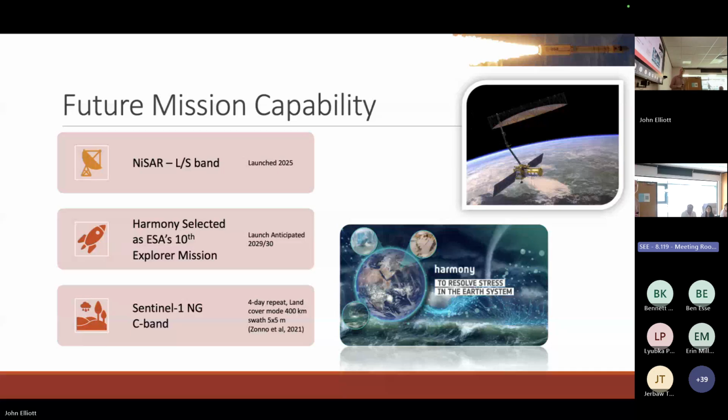NISAR is going to be the step change now, launched last year, going to be providing large volumes of data soon from July, hopefully.